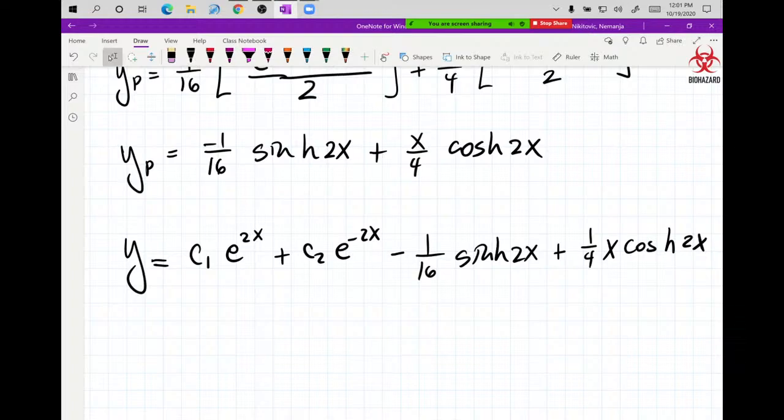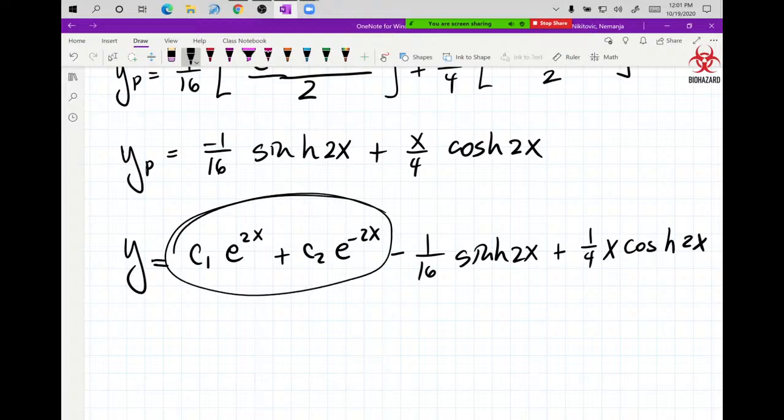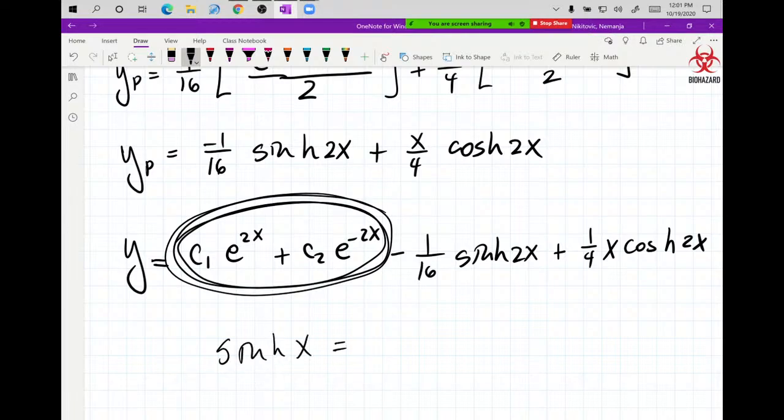Now, some of you might immediately scratch their head and say, well, doesn't this look like sine hyperbolic almost? Because the sine hyperbolic x was e to the x minus e to the minus x over 2. Doesn't that look like that? Or cosine hyperbolic with a plus, right?